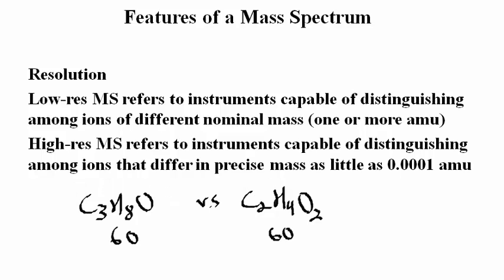If instead we looked at the two molecules C3H8O versus C2H4O2, you could calculate that their nominal masses are both 60. And so low res is not going to be sufficient to differentiate between these two compounds. In fact, the difference in their precise masses is 0.03642 AMU. So you could use high resolution mass spec to differentiate between these two species.